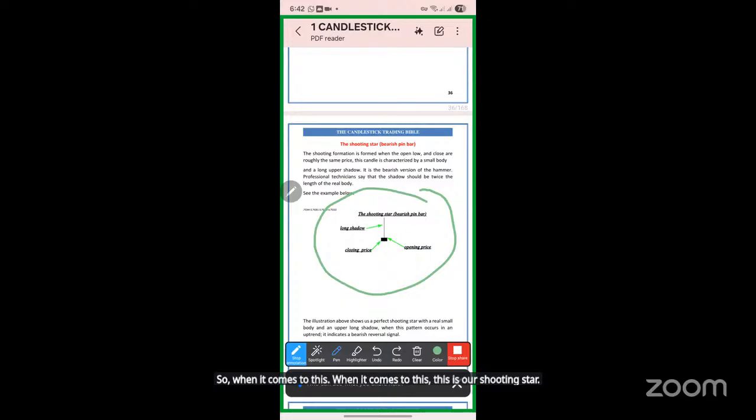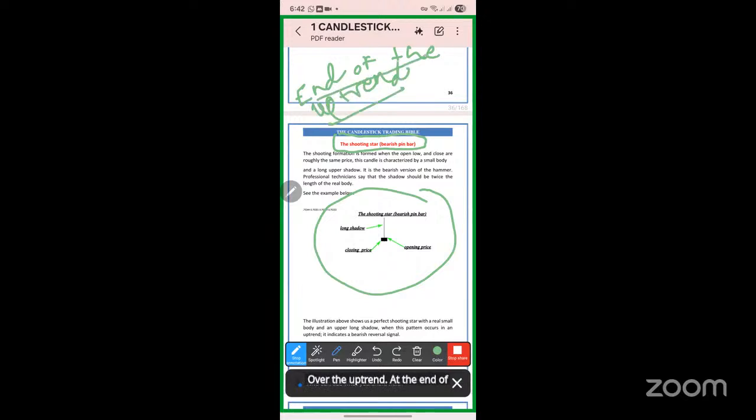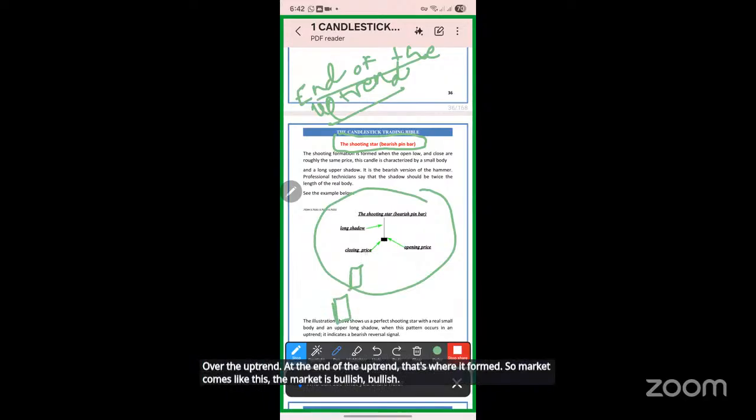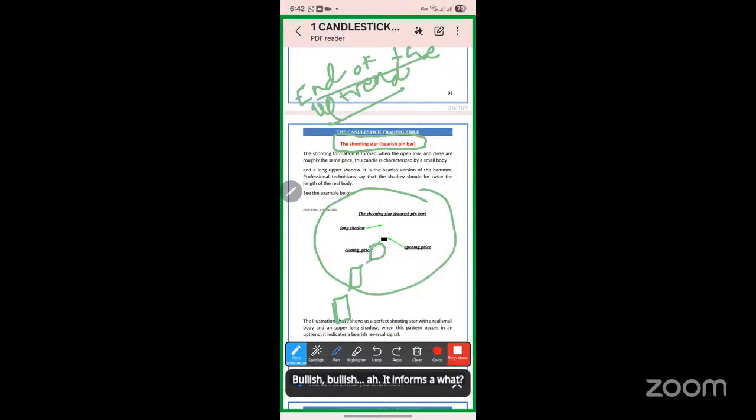A shooting star is a bearish pin bar, and it is always formed at the end of the upward trend, at the end of the uptrend. That's where it forms. So the market comes like this. The market is bullish, bullish, bullish, bullish. It forms a shooting star. Then it continues to the downward side like this.